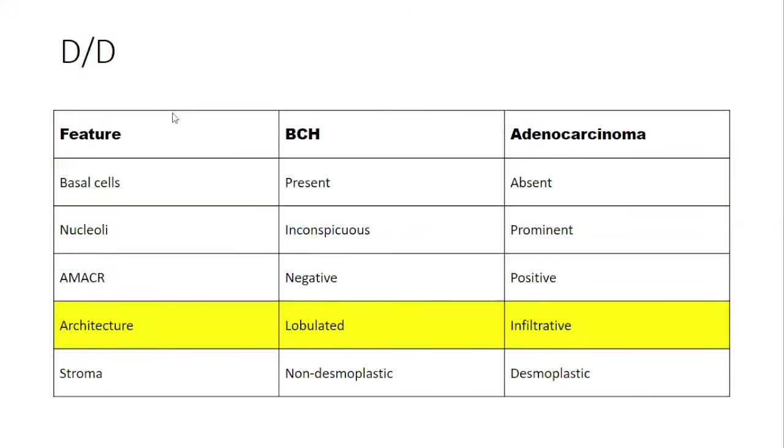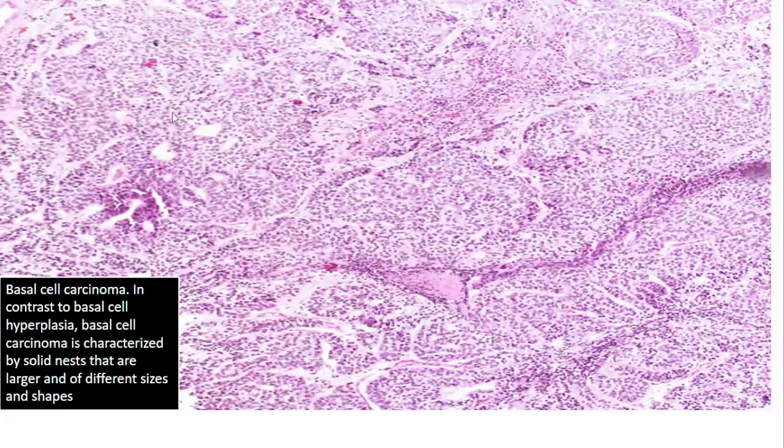To differentiate it from adenocarcinoma, a pattern-based approach is always important. There would not be any infiltrative pattern. True infiltration would not be there. Stroma would be non-desmoplastic. AMACR would be negative. Nucleoli would be inconspicuous, and basal cells would be abundant. In adenocarcinoma, there would not be any staining of the basal cell layer, and here it would be strongly positive.